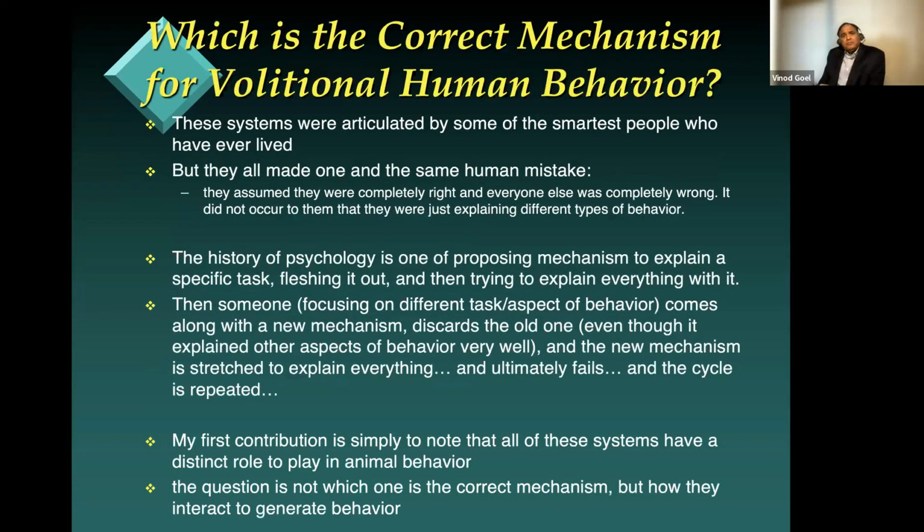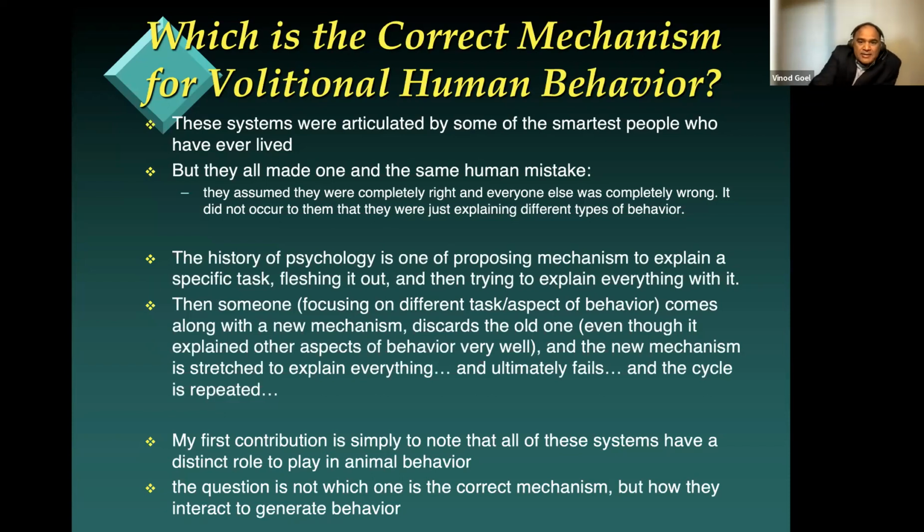And the interesting thing is, if you look at the history of psychology, you find that these systems were articulated by some of the smartest people who've ever lived, but they all made the same very human mistake. They all assumed they were right and everyone else was completely wrong. It never occurred to them that they were just explaining different aspects of behavior, right?